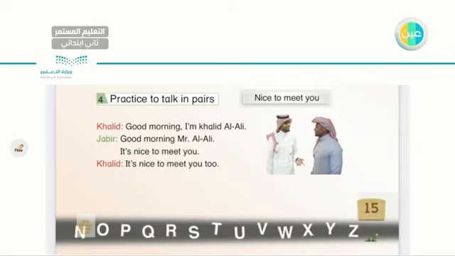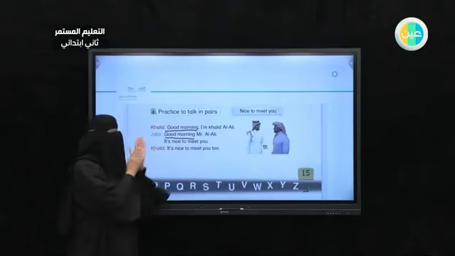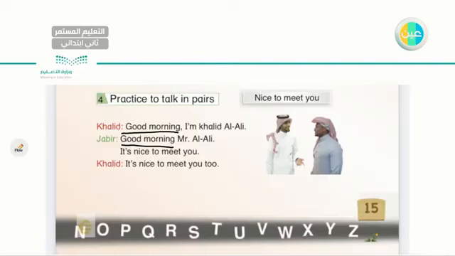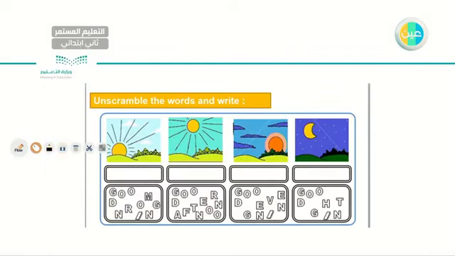So let's read it for the second time. Khalid: Good morning. I am Khalid Al-Ali. So as you can see, he used good morning here. So most probably, let's say it's 10 o'clock a.m., 9 o'clock a.m., okay? I am Khalid Al-Ali. How did Jabir respond? By saying, good morning, Mr. Al-Ali. It's nice to meet you. It's nice to meet you too. Very good. So I have this at page 15. Go ahead and practice it with someone in your houses. Okay? Go ahead, pretend that you are Khalid or Jabir and read it together. Let's go to the exercise that we have.